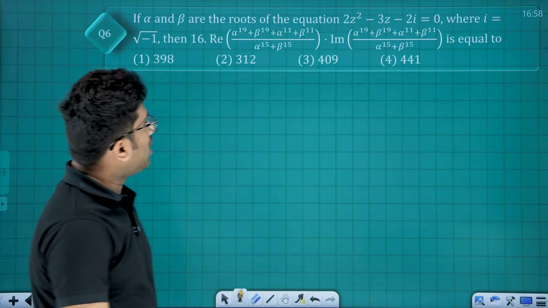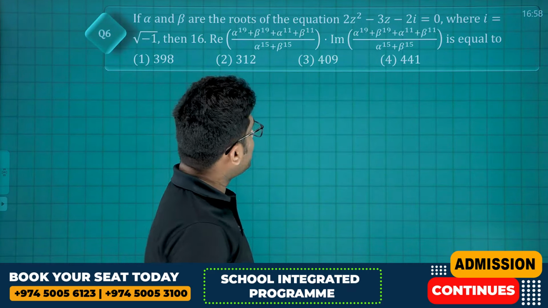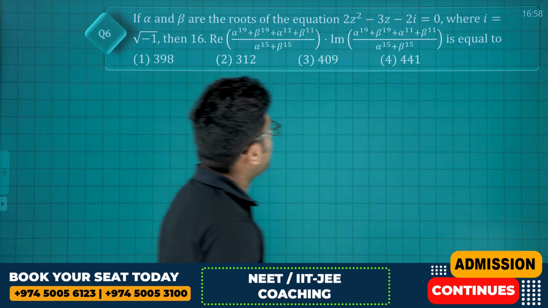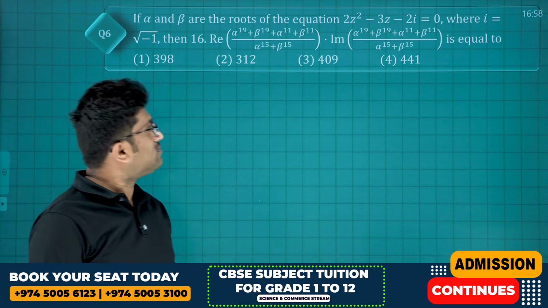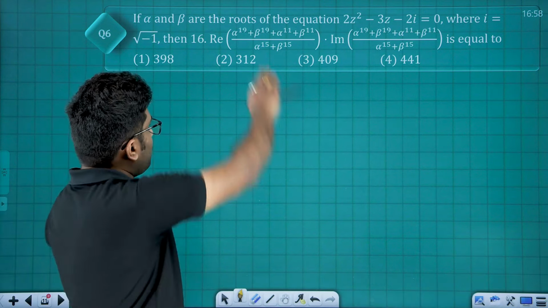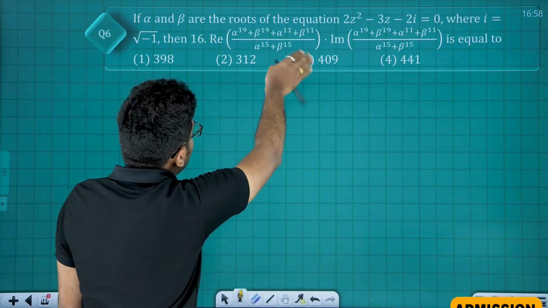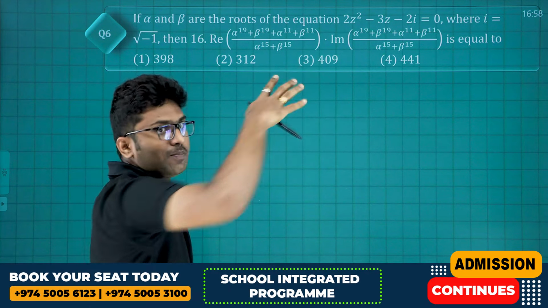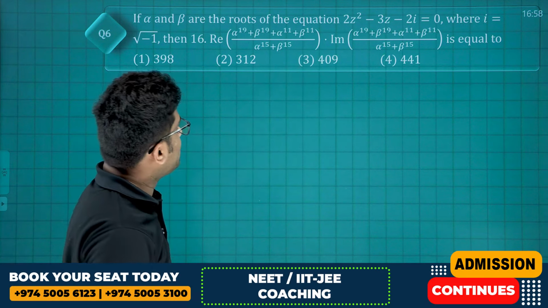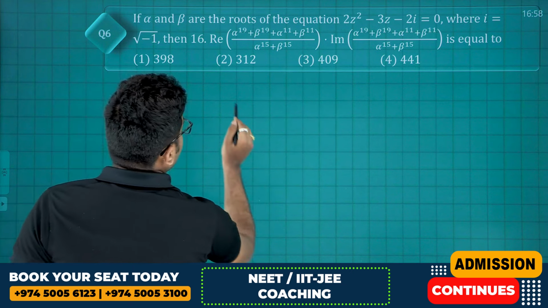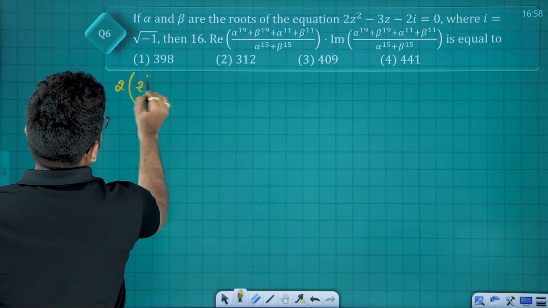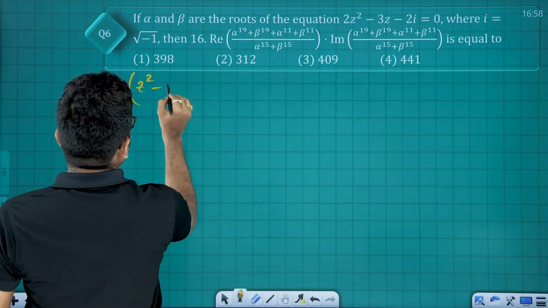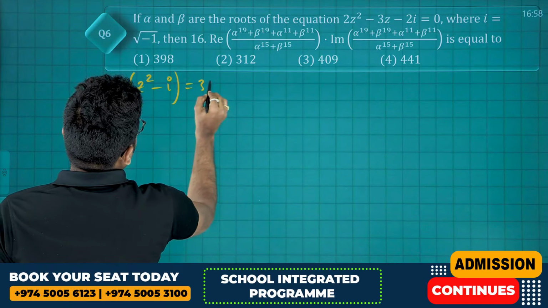If alpha and beta are the roots of the equation 2z squared minus 3z minus 2i equals 0, where i is root minus 1, then 16 times the real part of that into the imaginary part of that is equal to what? First we will try to simplify this. See guys, 2 times (z squared minus i) is equal to 3z.